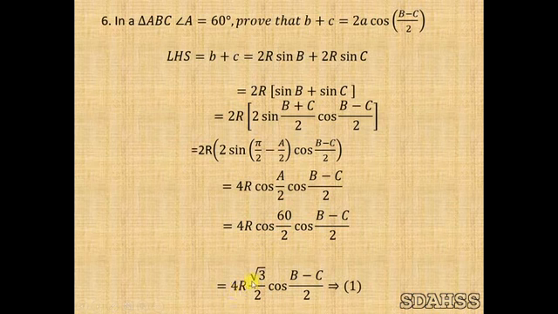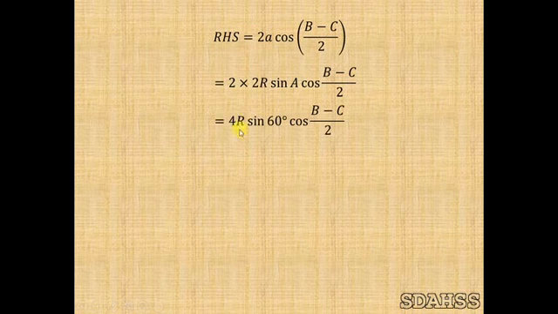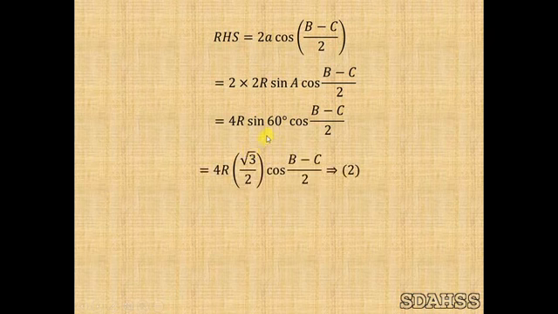So 4r root 3 by 2 into cos (B minus C)/2. Mark it as first equation. Consider the RHS. The RHS is 2a into cos (B minus C)/2. That is equal to 2 into, substitute sine formula, that is 2r sin A into cos (B minus C)/2. 2 into 2r is 4r sin A. In the place of A, substitute 60 degrees, into cos (B minus C)/2, which is equal to 4r sin 60, meaning root 3 by 2, into cos (B minus C)/2. Mark it as second equation.